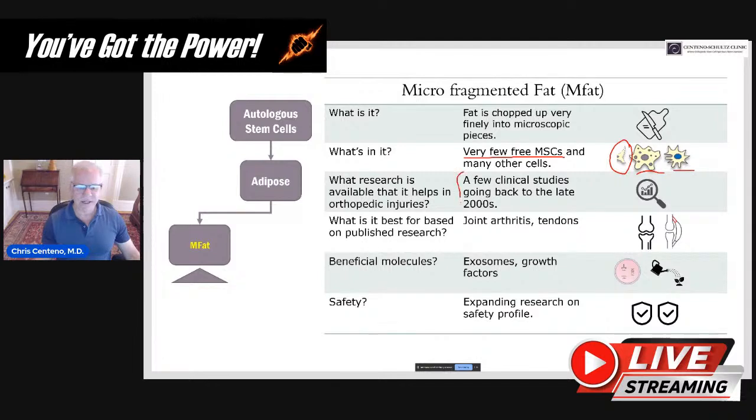There's a few clinical studies out there. Joint arthritis and tendons are kind of the focus, exosomes, growth factors, and some expanding research on safety.